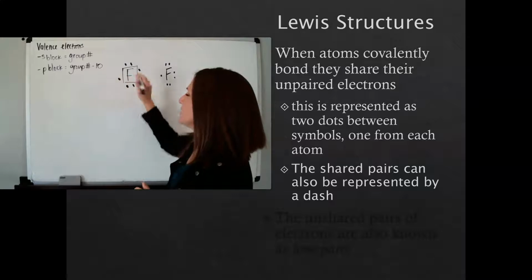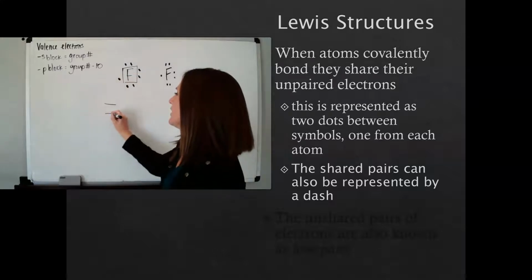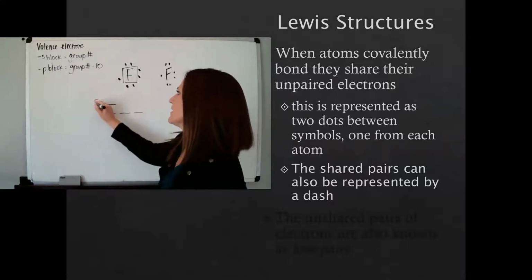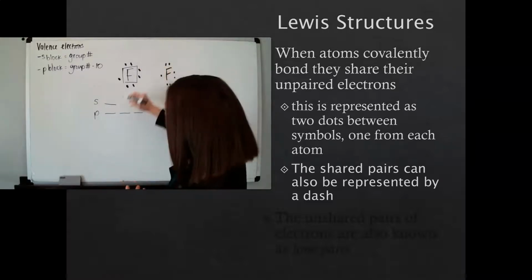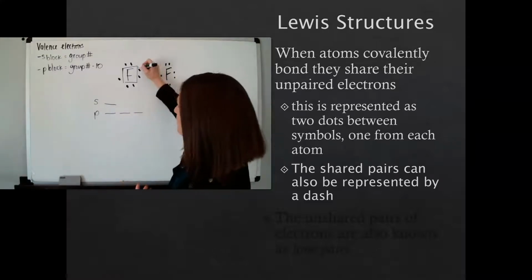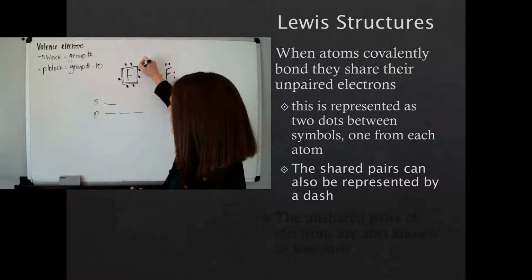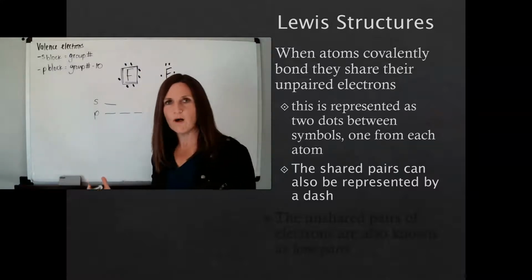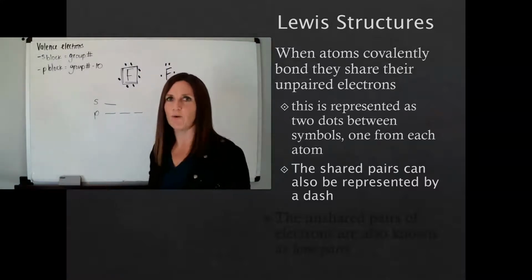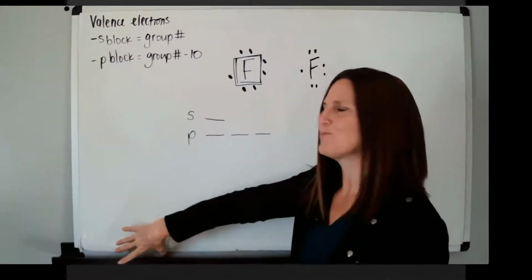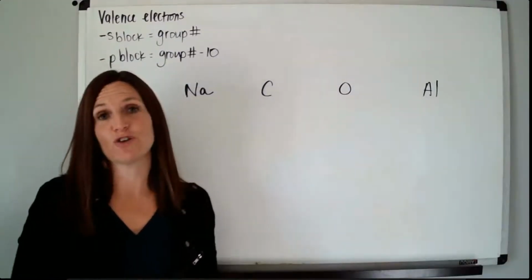These little underlines can be kind of like the underlines of the S and the P block. We have 4 here, 1, 2, 3, 4, and we have 4 here, 1, 2, 3, 4, and we apply the same rules where we put 1 in each and then 2 in each as we go around. Now we're going to do a whole bunch more. We're going to do the Lewis structures for each of these.